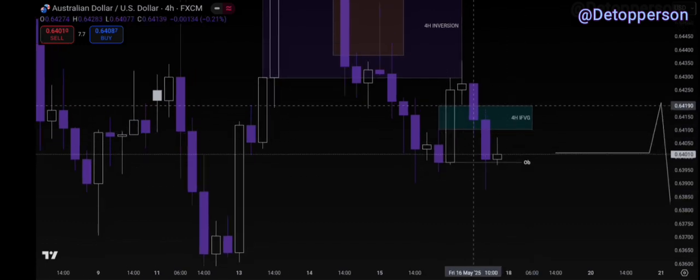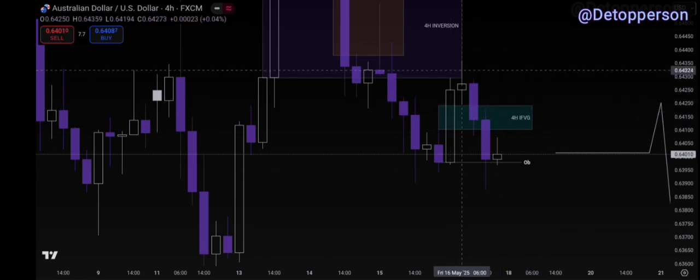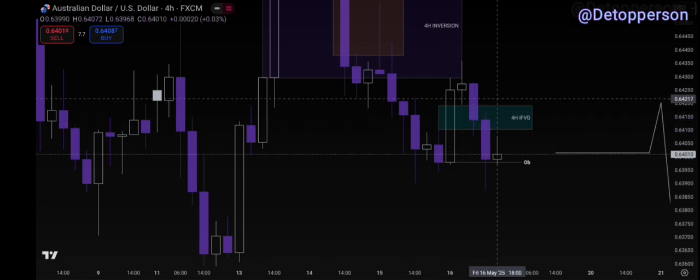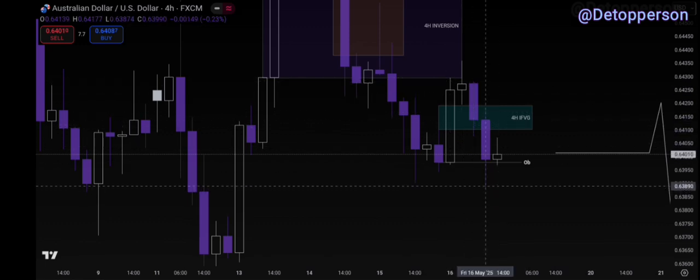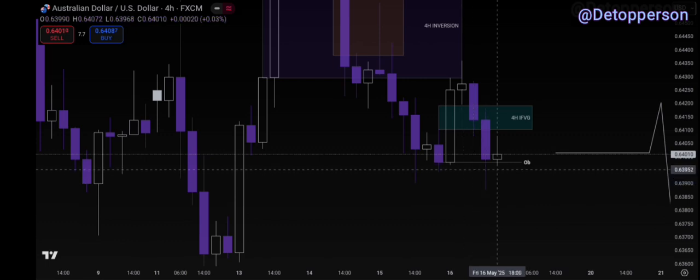Now we have this fair value gap right here. Okay, this little fair value gap right here, and we have this 4 hours inversion. Okay, you could see the way price traded above, giving us this fair value gap. Some persons actually want to start buying from this moment, but you could see the way the market dropped all the way down. Okay, but there was something nice that I'm actually watching.